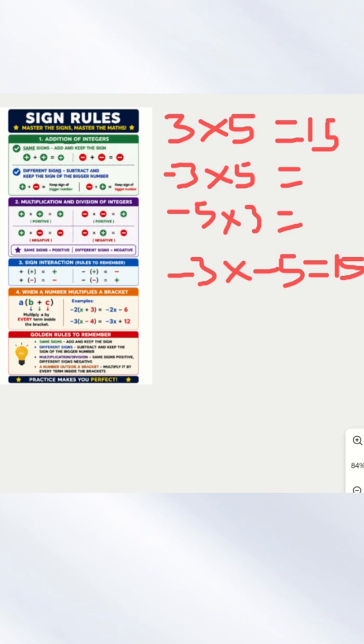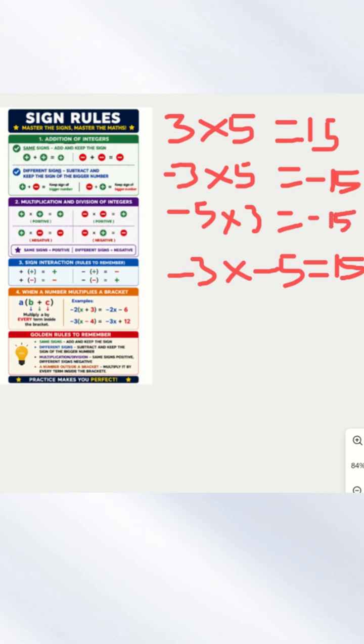Now, when you have the difference, when you have minus times plus, like here you have minus 3 times 5. Here 5 is positive and 3 is negative. So whether it is 3 times minus 5 or minus 3 times 5, because one of them is positive and one of them is negative, the answer must be negative. So minus 3 times 5 will give you minus 15. And minus 5 times 3 will still give you minus 15.